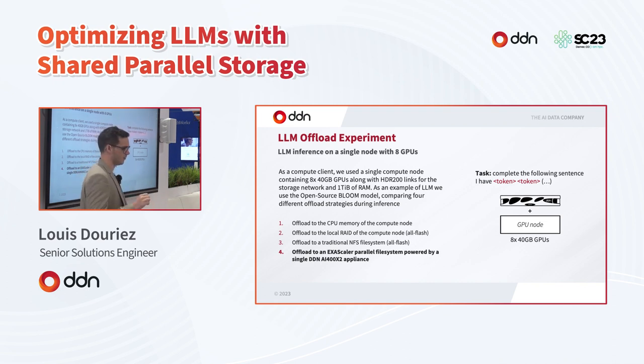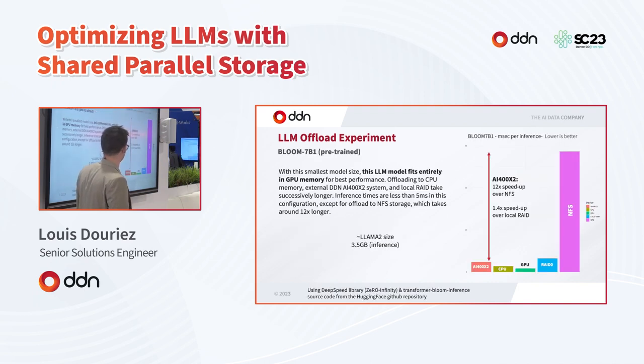And we compared 5 different configurations. The first one is GPU only, so it's the previous method where you put everything in GPU memory. The next one is we use the CPU memory of the GPU node as a cold target. Then we use the local RAID 0 of the GPU node, an all-flash system. And we also compare that with a traditional NFS system and with our AI 400X2 appliance.